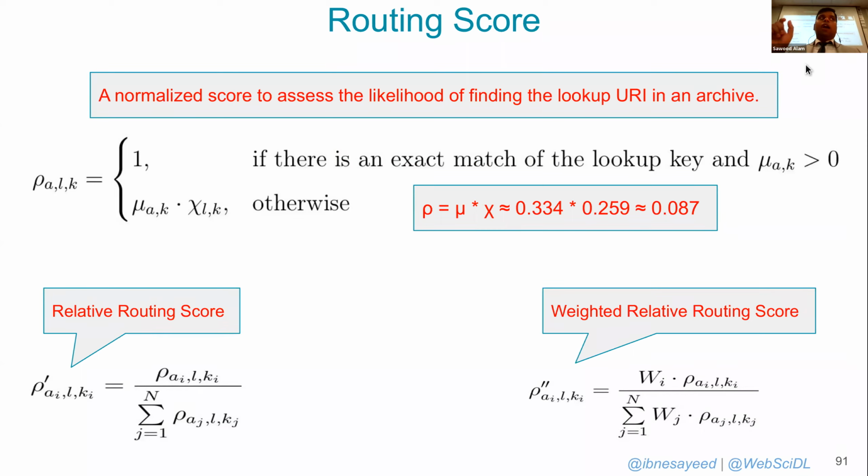But that is for one archive alone. When you have multiple archives together, you want to combine them. And for that, we have something called relative routing score, which will be a number from 0 to 1. And that will allow you to rank order these archives. But some archives, for the same score, will give better results than others. And for that, we also have weighted relative routing score that will allow you to adjust your preferences or weights for each archive.